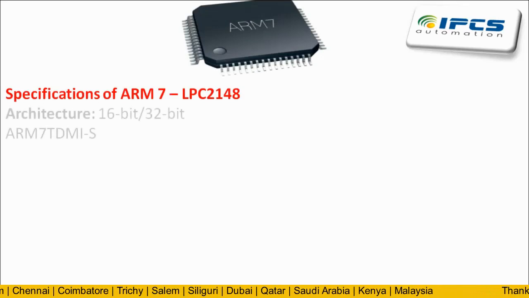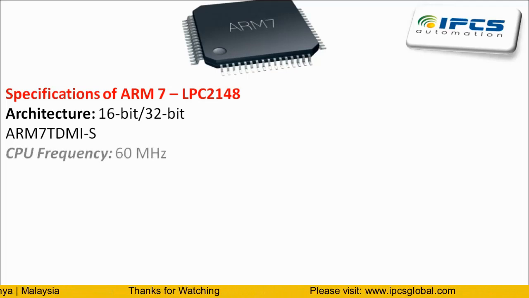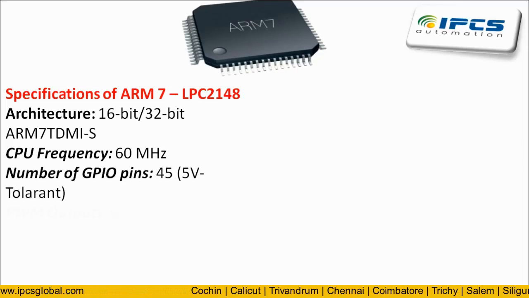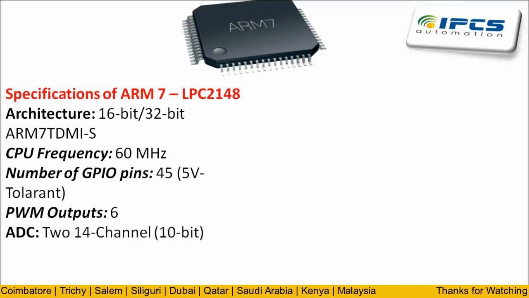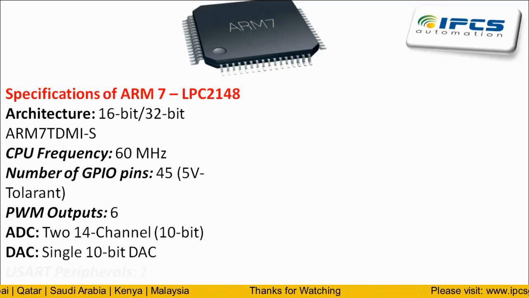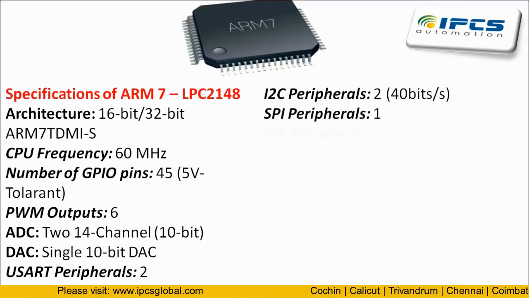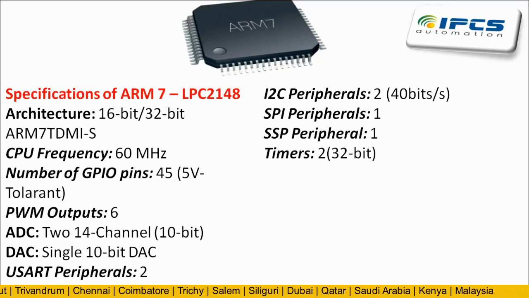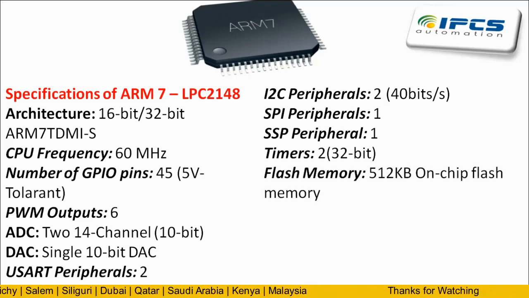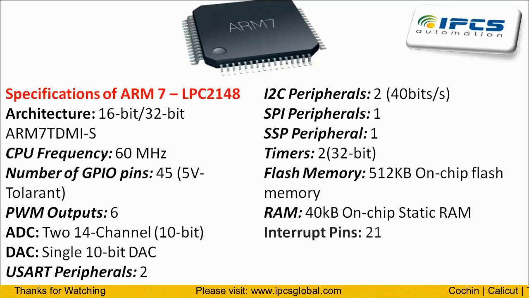Let's see the specifications of ARM7 LPC2148. Architecture: 16-bit/32-bit ARM7. CPU frequency: 60 MHz. Number of GPIO pins: 45, 5 volts tolerant. PWM outputs: 6. ADC, 14 channels, 10-bit. DAC, single 10-bit DAC. USART peripherals: 2. I2C peripherals: 2, 400 kbit/s. SPI peripherals: 1. SSP peripheral: 1. Timer. Interrupt pins: 21. Input voltage: 4.5 volts to 6.5 volts. Current draw: 500 mA at 5 volts.